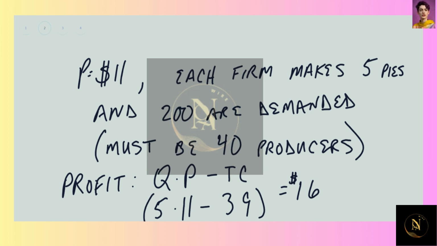And at that price, 200 are going to be demanded. So that tells us that there must be 40 producers, right? 200 divided by 5 is 40. What's the profit for each firm? Profit is just quantity times price less total cost. So in this case, it's 5 times 11 minus 39. That's the total cost that we were just looking at, okay? That gives us $16 profit for each firm.